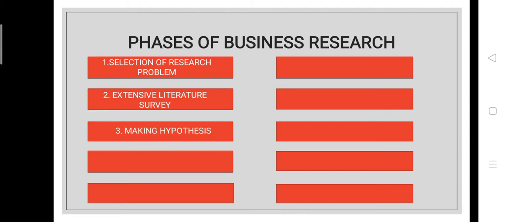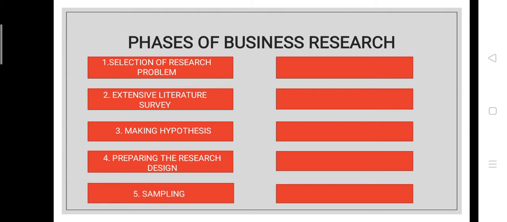The third phase is making hypothesis. So we have to make some assumptions which can be useful in our research study. The fourth phase is preparing the research design. Once we have done with all the three phases, we have to prepare a research design which we are going to follow in our research study.